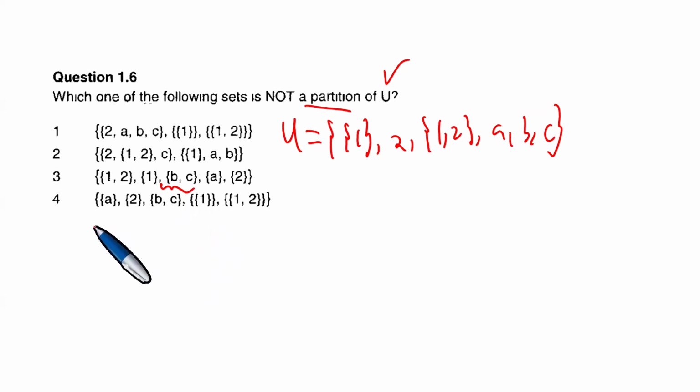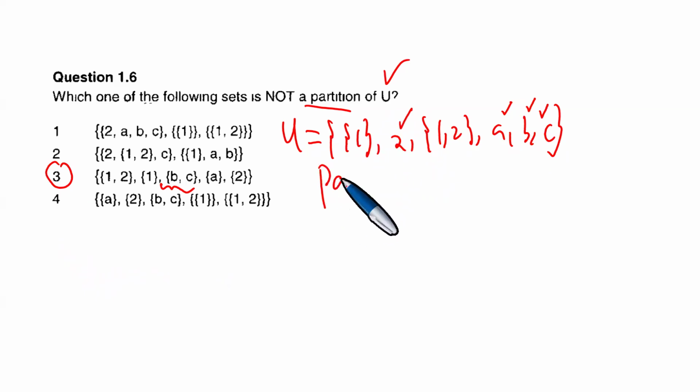It is something that you need to think about. If you look at this particular set, for instance, in option 4, it contains A, 2, BC, 1, and 1, 2, containing the subsets of U. If we look at this very carefully, and look at the union of all these, would it contain all the elements? Would it contain, for instance, the element C? Would it contain the element B? Would it contain the element A? Would it contain the element 2 as well? As a consequence, it is very clear that the correct option here would be option 3. So option 3 would therefore not be a partition of U.